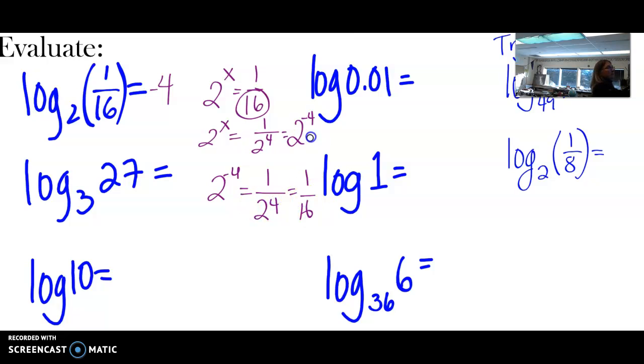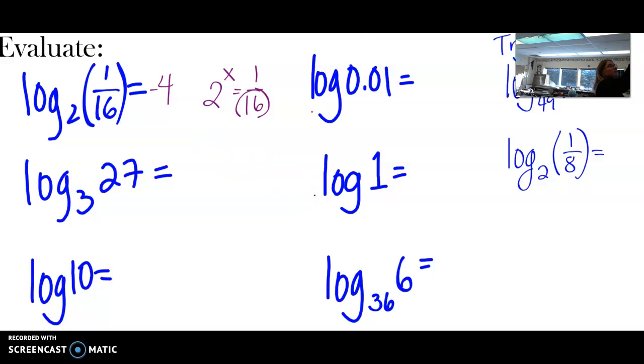All right, so then 3 to the what equals 27. You should try that. 3 to the x equals 27. Well, it'd be 3 to the third, because 3 times 3 is 9, times 3 again is 27. Eventually you're going to start having these down and memorized.